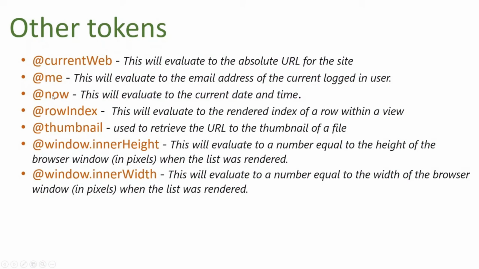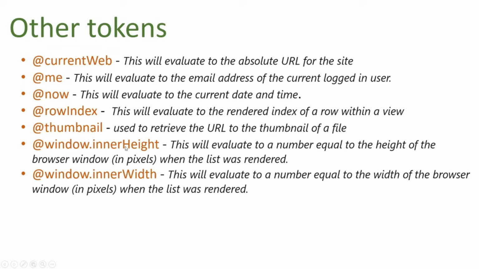You can use @now, which will give you the current date and time. You can use @rowIndex while using the for loop, to get the index of the current row within your view. And then you have @thumbnail. This we have seen, right, wherein we can directly get the thumbnail. This is only applicable to the document library.